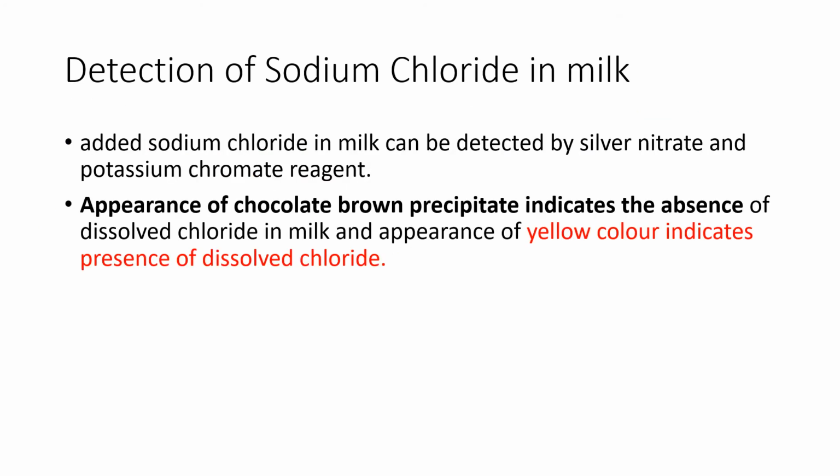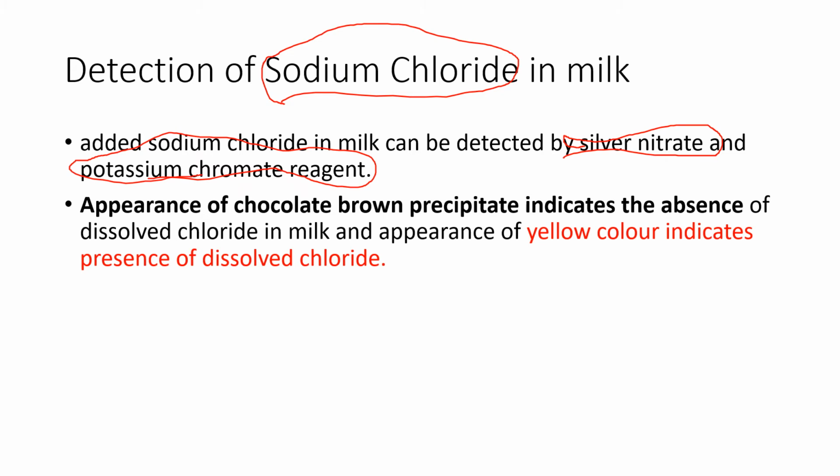And how would you find sodium chloride? Sodium chloride is nothing but the normal table salt that we use every day. This can be detected by using two reagents. One is silver nitrate and another is potassium chromate reagent. So what is the inference? What is the final product?